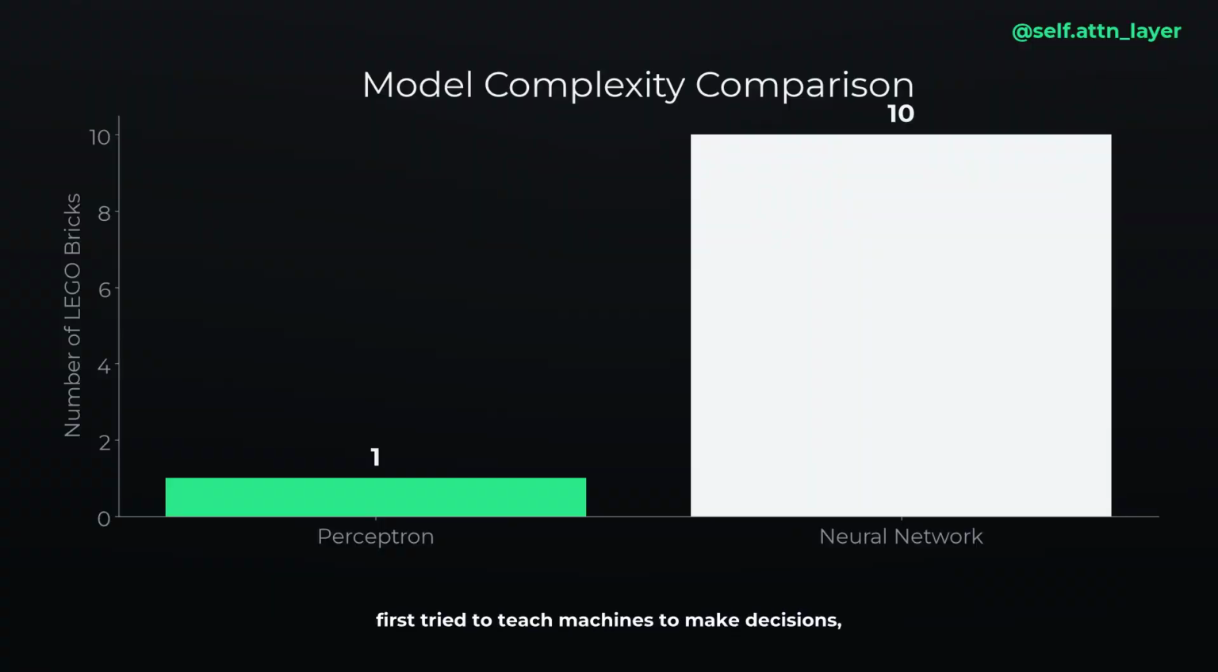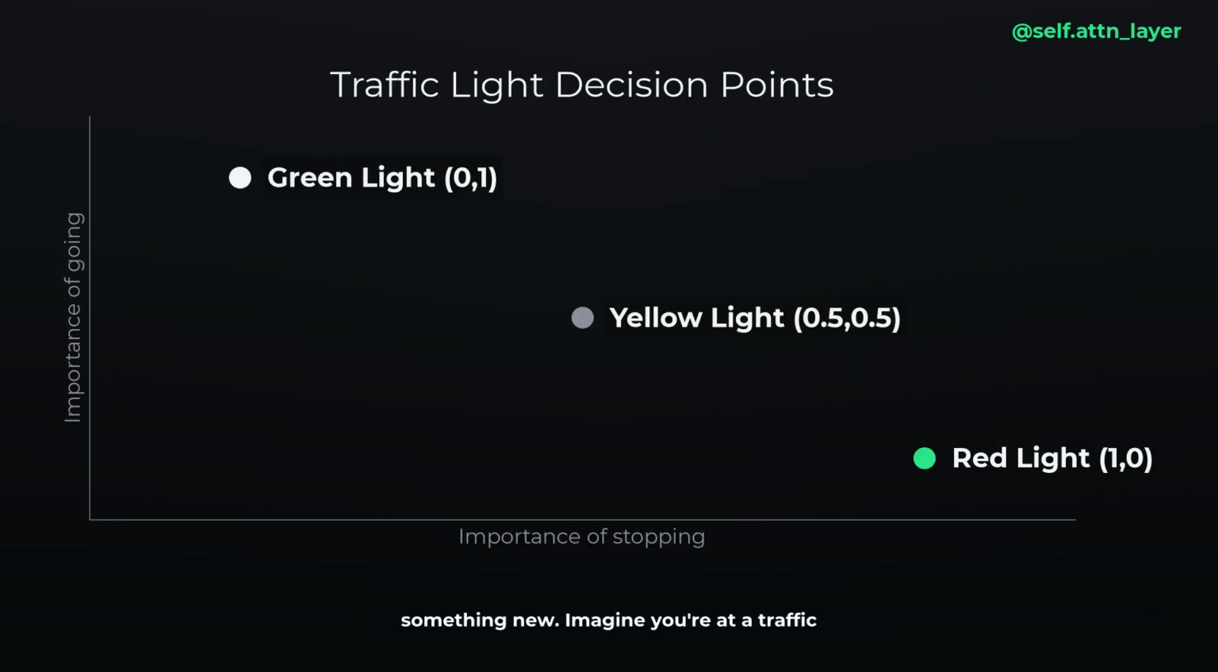When scientists first tried to teach machines to make decisions, they needed something super simple to start with, like a single Lego brick before building a whole castle. That brick is called a perceptron. It's the smallest piece of a neural network that can learn from examples, just like you learn from mistakes when you're trying something new.